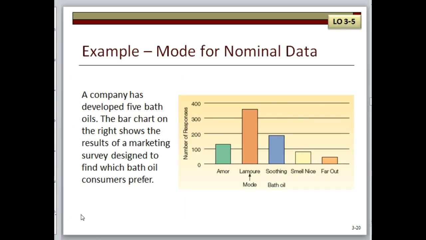Okay, here's another example of mode for nominal data. A company has developed 5 bath oils. The bar chart on the right shows the results of a marketing survey designed to find which bath oil consumers prefer. So you can very quickly look at this chart and see that the mode is L'Amour. It's the most frequently preferred bath oil in the chart.